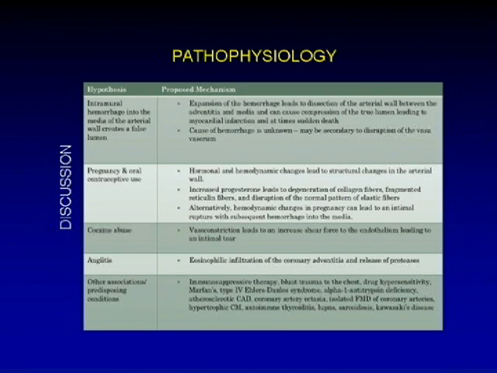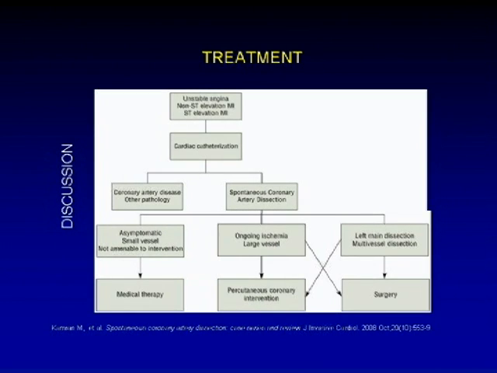There are several other associations and predisposing conditions that have been reported in the literature, and there are several case series that are listed here. With regards to treatment, the treatment will depend on the patient's underlying etiology for the dissection, as well as the morphology of the lesion. If the patient is known to have a spontaneous coronary artery dissection at catheterization, then you should see if the patient fits one of these categories.